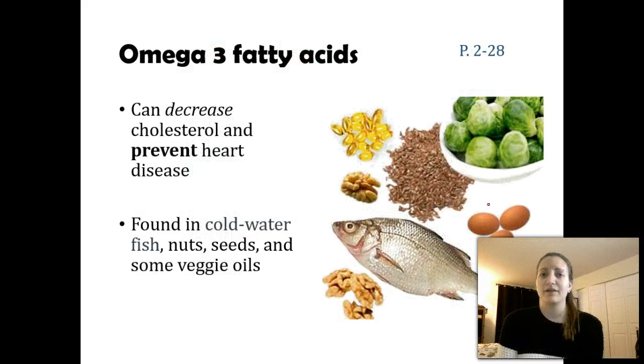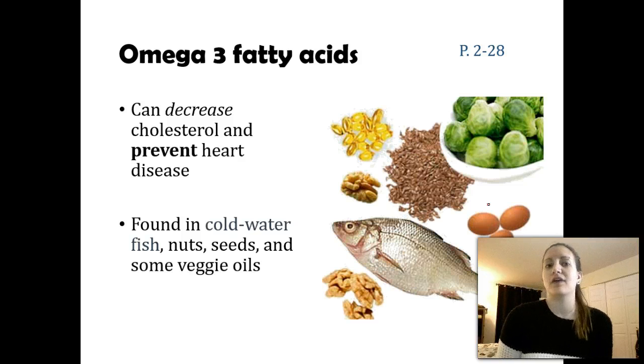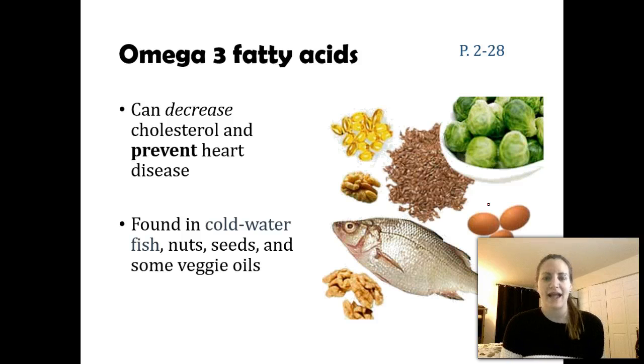The last fat we'll talk about, we're not going to talk about their structure. We're just going to talk about them. So you may have heard of omega-3s or omega-3 fatty acids. So this is another good fat. So unsaturated fats are good and omega-3 fatty acids are good. Remember that. Also remember that saturated and trans fats are not good for you. So omega-3 fatty acids can actually help to decrease cholesterol levels. So this is really good if you have high cholesterol. And it can help prevent heart disease.